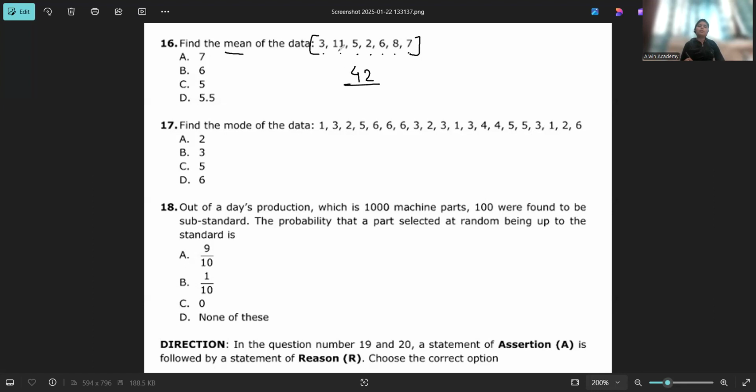Sum of observations upon number of observations. 1, 2, 3, 4, 5, 6, 7. 42 by 7, answer is 6. Option number B. Going to the next question, find the mode of the data.